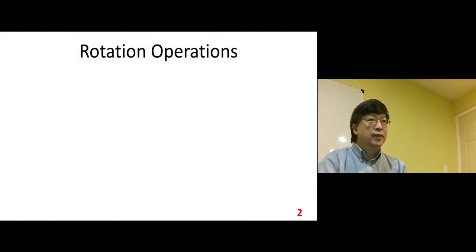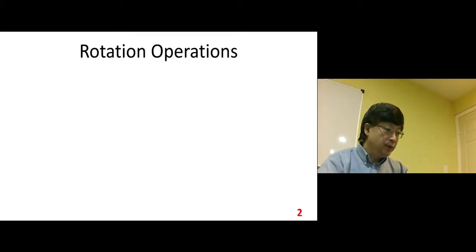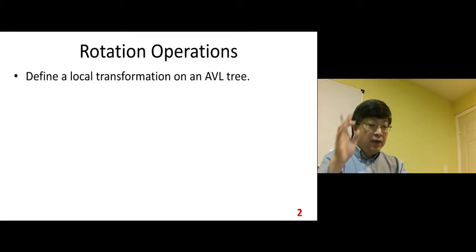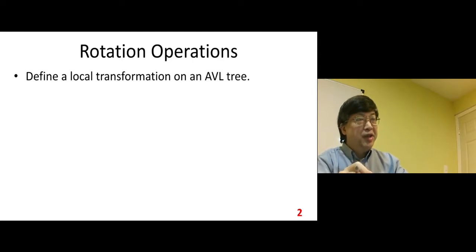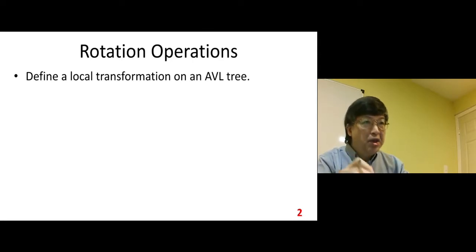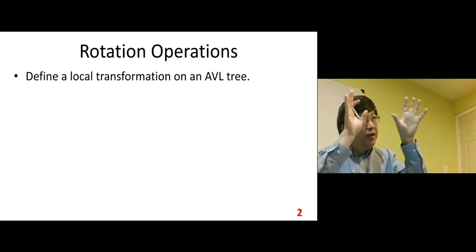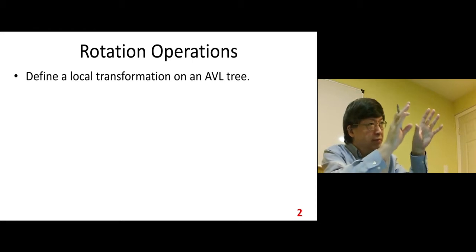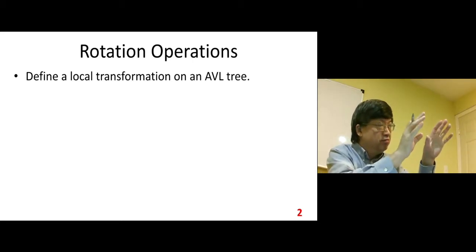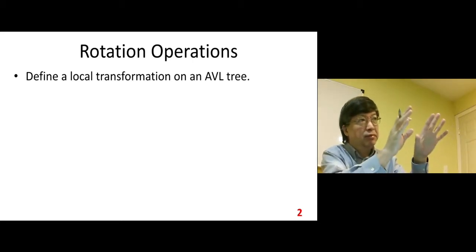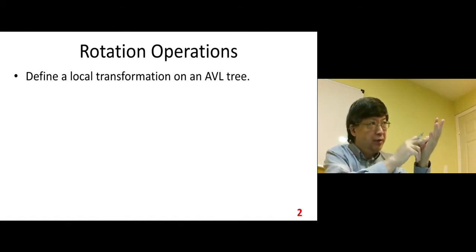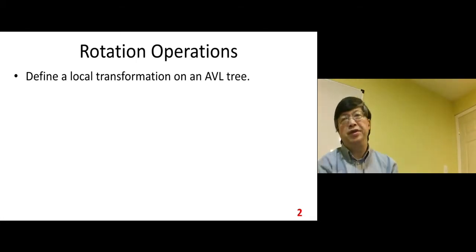Rotation operations. So let's look at the overview. We define a set of local transformations to modify the structure of an AVL tree. The reason is obvious: the balance factor at some nodes is not in the 0, 1, -1 cases.